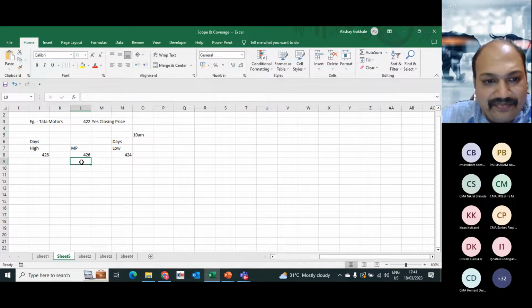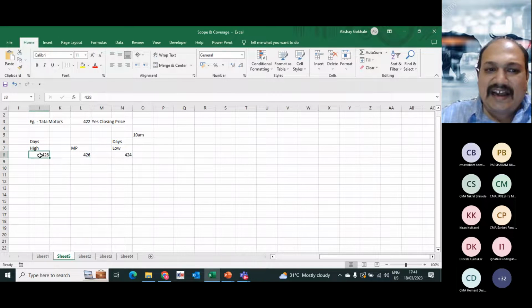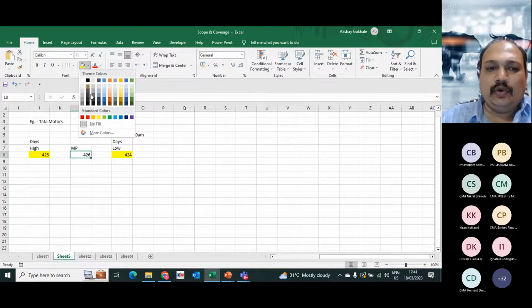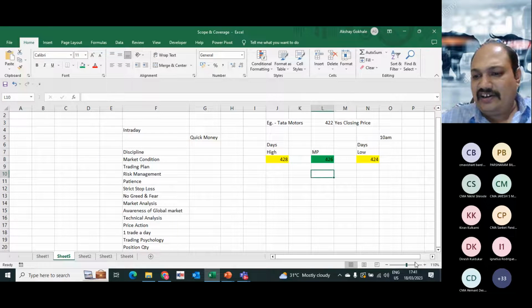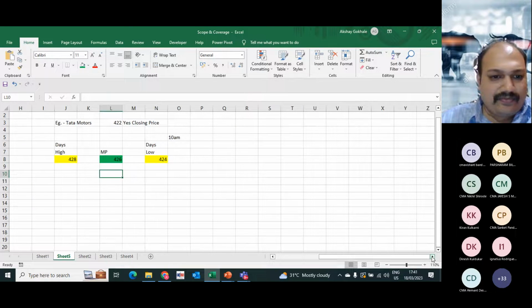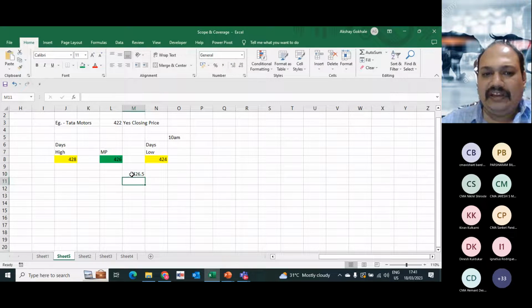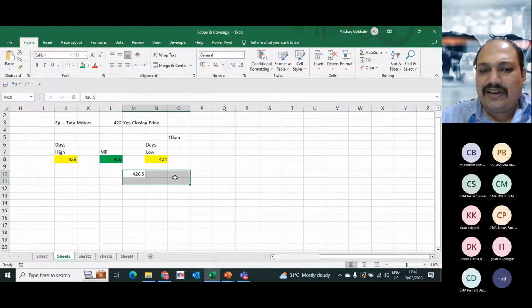So your day's high is 428 and your day's low is 424. Your midpoint will be the average of day high and day low, so your midpoint will be 426. Is it clear till now? Yes. Now, if your current market price is more than your midpoint, say 426.50, it is greater than the midpoint. Hence you have to buy that stock. You need not worry about anything.